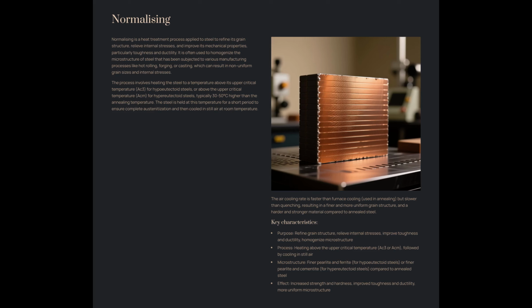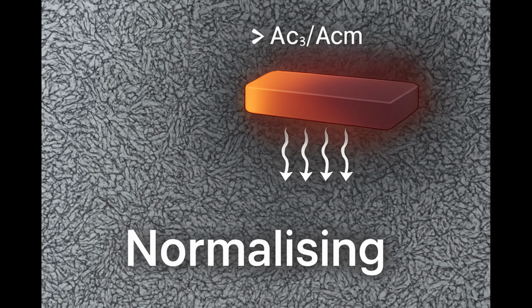The process involves heating the steel to a temperature above its upper critical temperature, as in Ac3 for hypoeutectoid steels, or above the upper critical temperature, as in Acm for hypereutectoid steels, typically 30 to 50 degrees Celsius higher than the annealing temperature. The steel is held at this temperature for a short period to ensure complete austenitization, and then cooled in still air at room temperature.